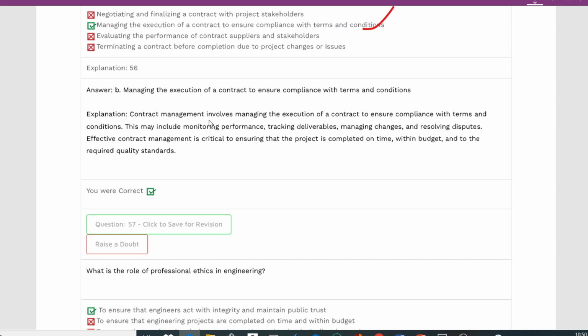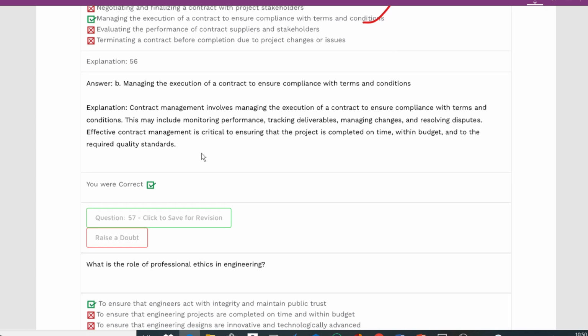So here contract management involves managing the execution of a contract to ensure compliance with terms and conditions, and this may include monitoring performance, tracking deliverables, managing changes and resolving disputes. Effective contract management is critical to ensuring the project is completed on time, within budget and to required quality standards.